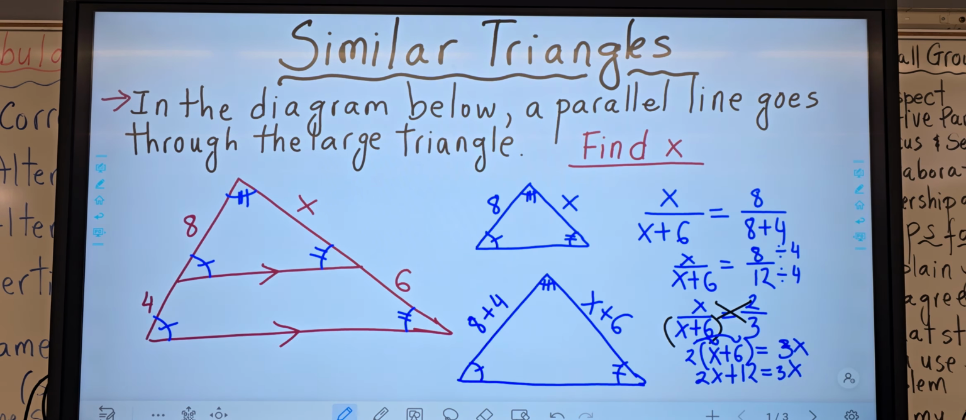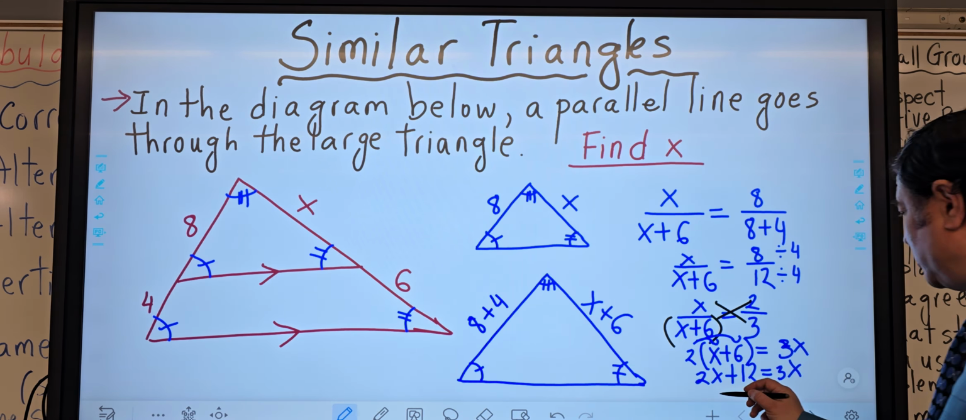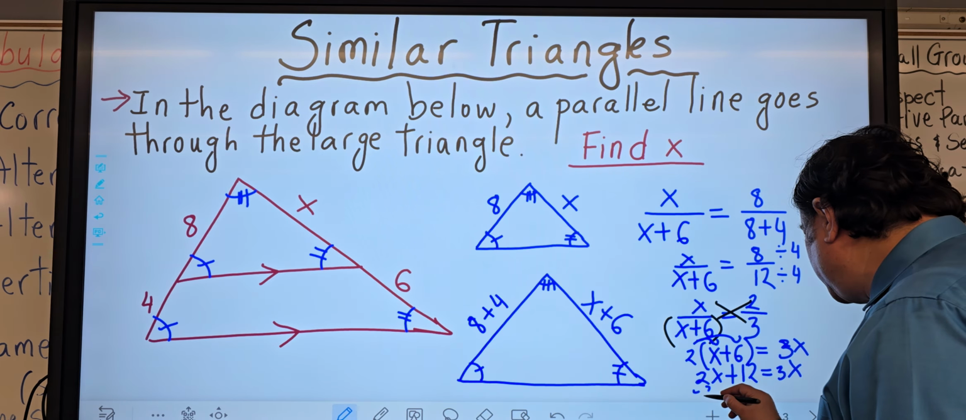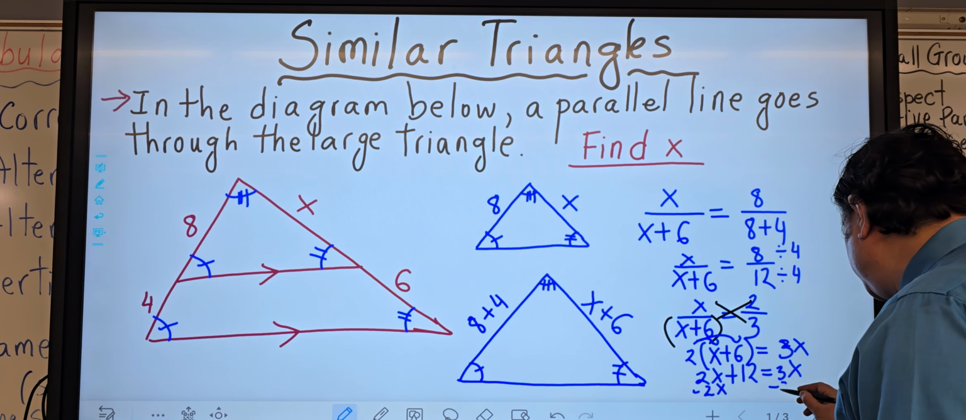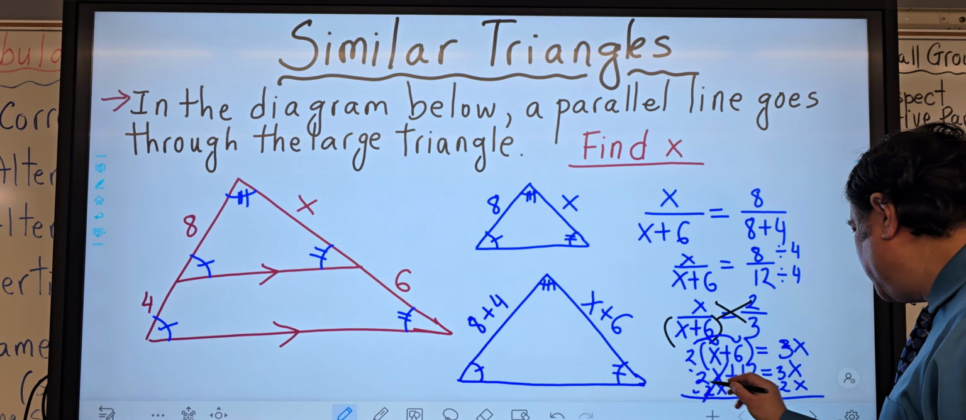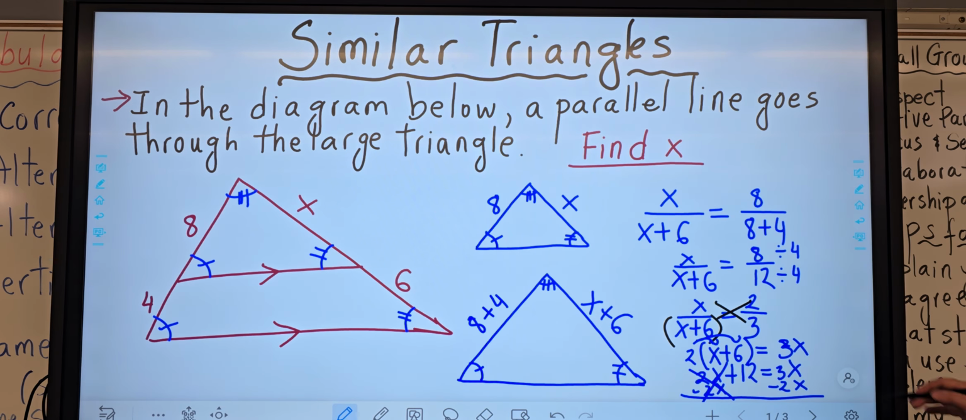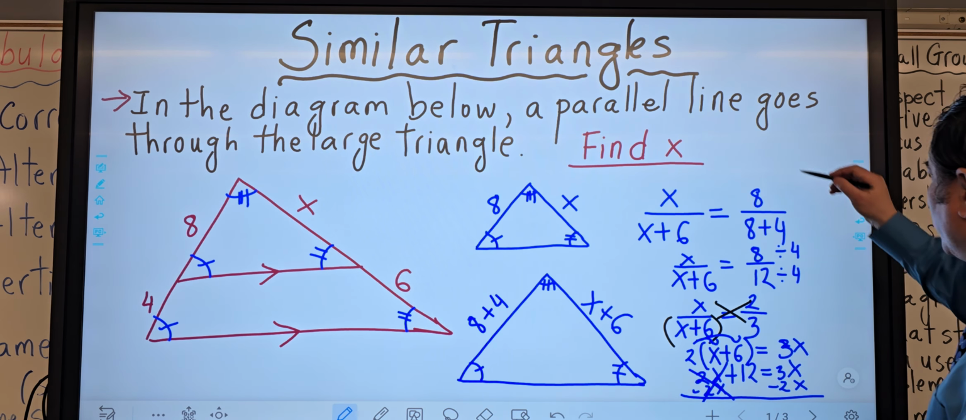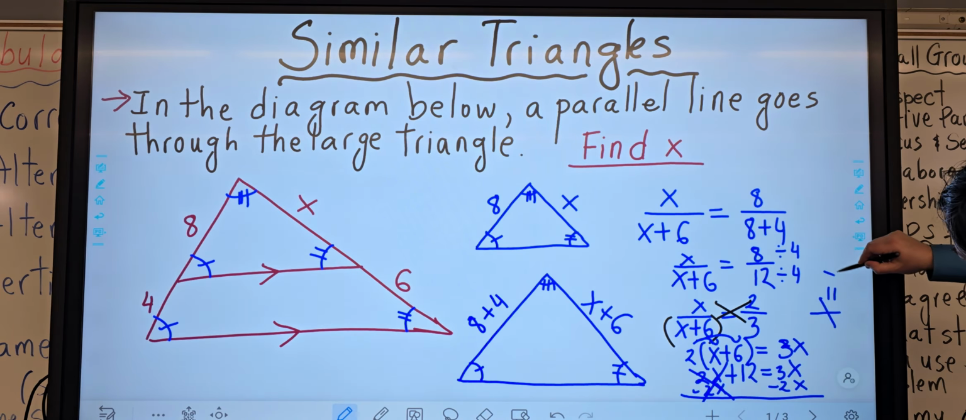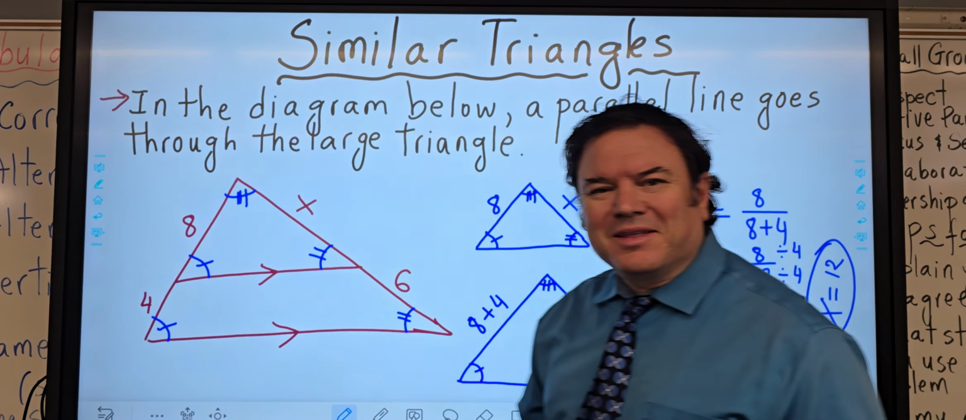And now we are going to subtract 2x on both sides to bring all the x to this side. So minus 2x here, minus 2x. 2x and 2x cancel out. So now we have 12 equals 3x minus 2x, which is x. 12 equals x, or just x equals 12. And this is our final answer.